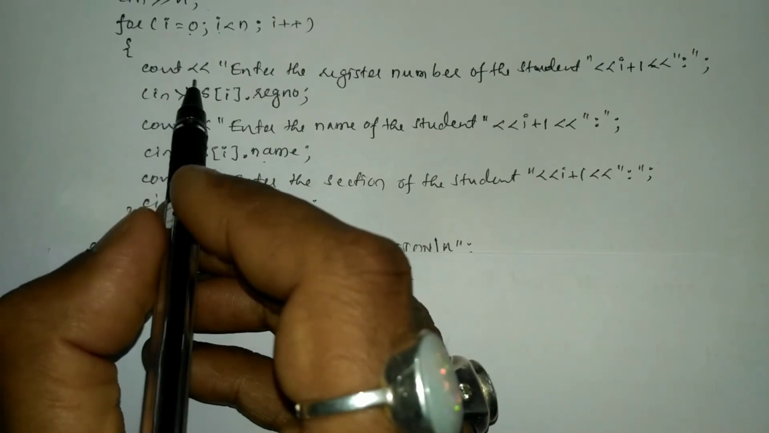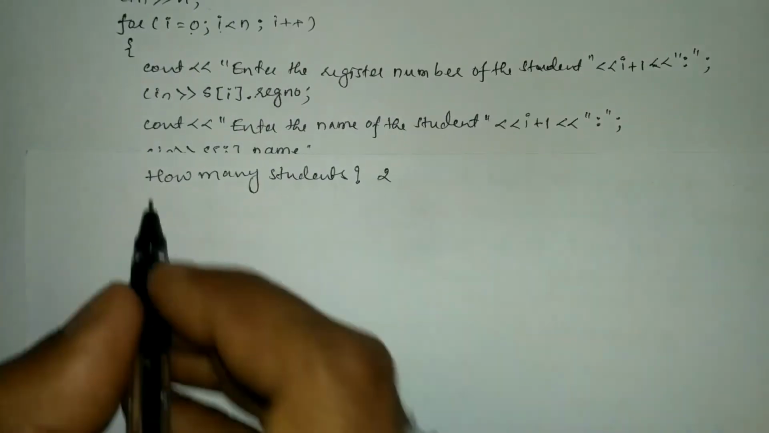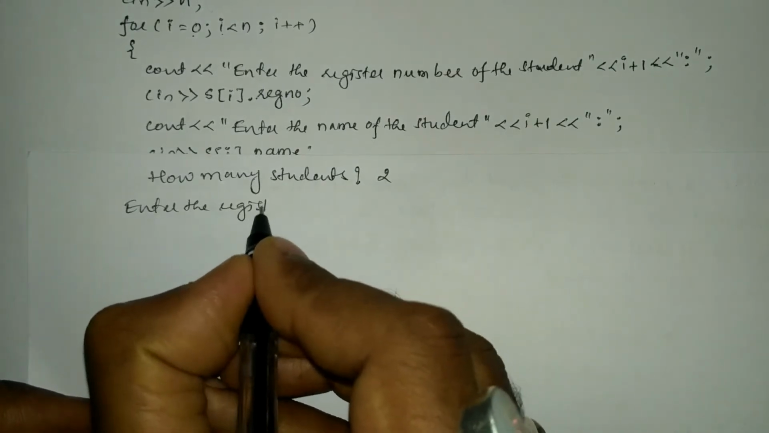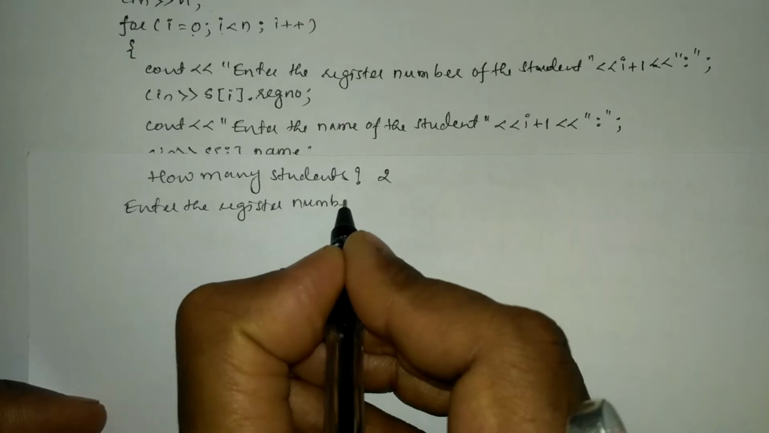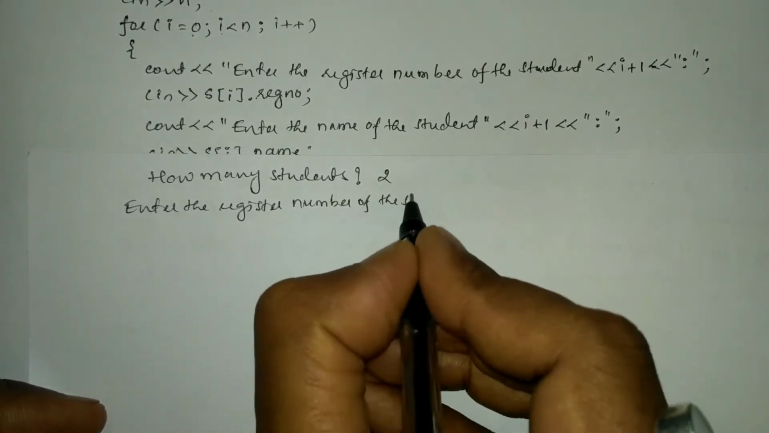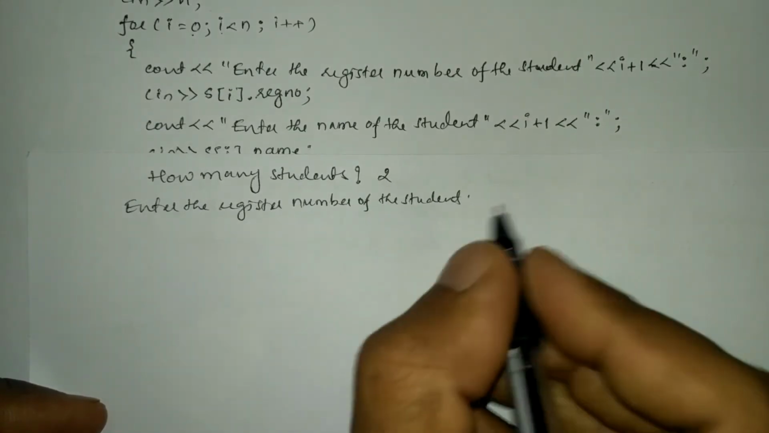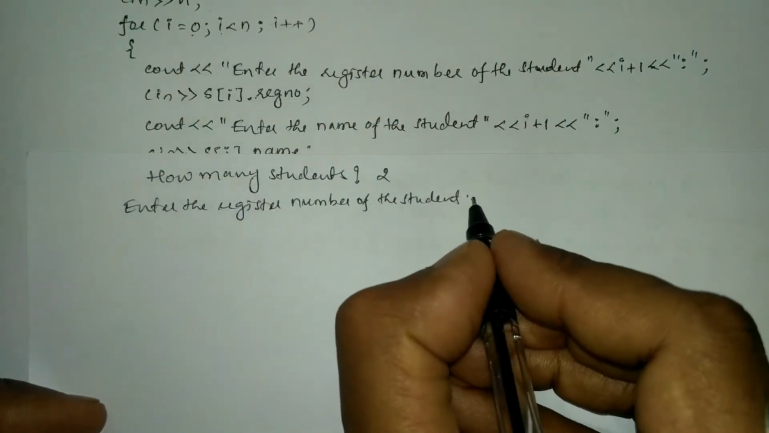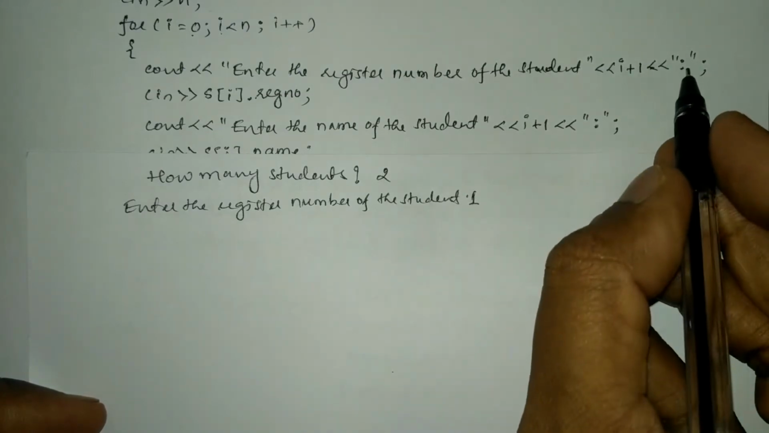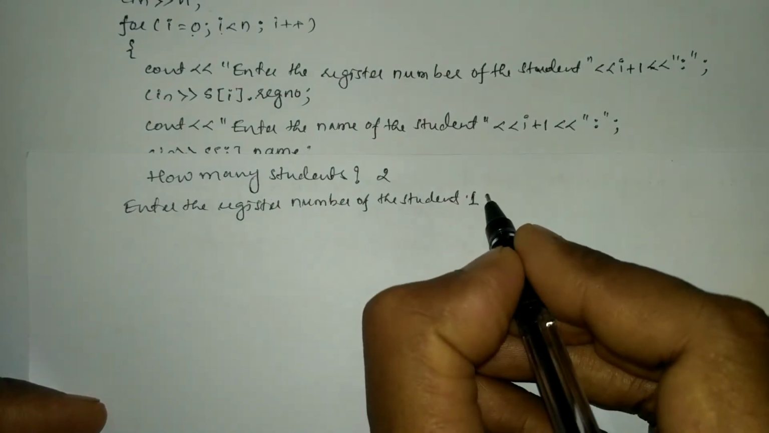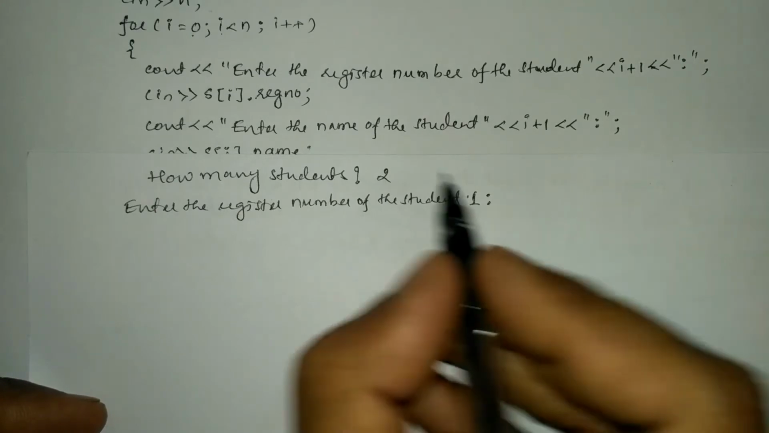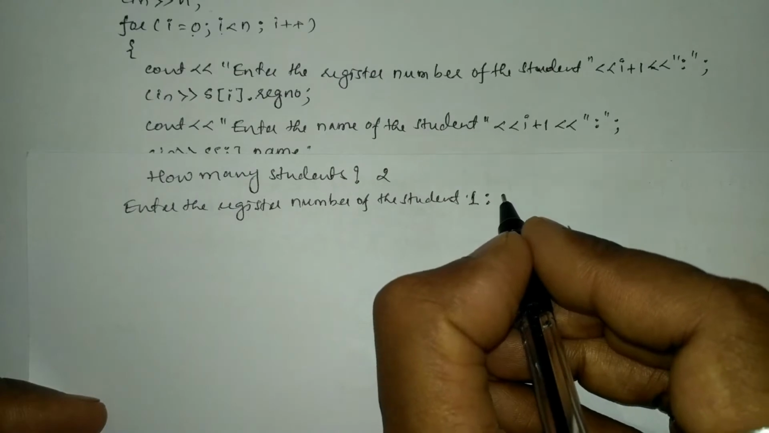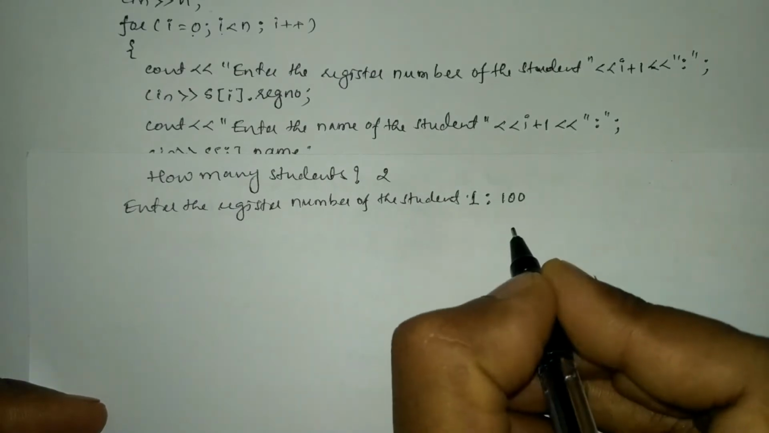So next it is going to ask the user to enter the register number of the student. Here I'm going to write enter the register number of the student, student i plus 1. So i is 0, 0 plus 1 is 1. So it is going to print 1. And in a double quotation mark, I have written colon here. So it is going to print colon as it is. And now it is seeking some input from the user. For example, I am going to enter 100 roll number.